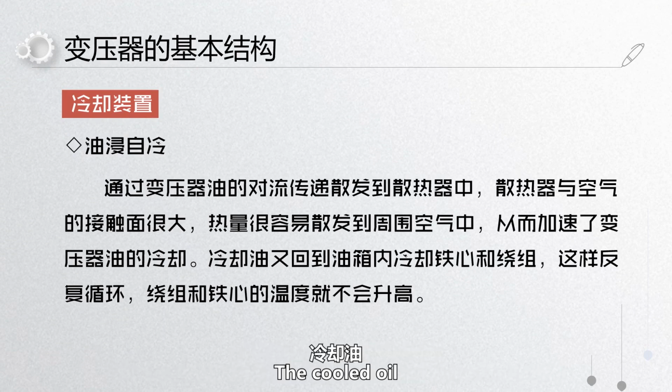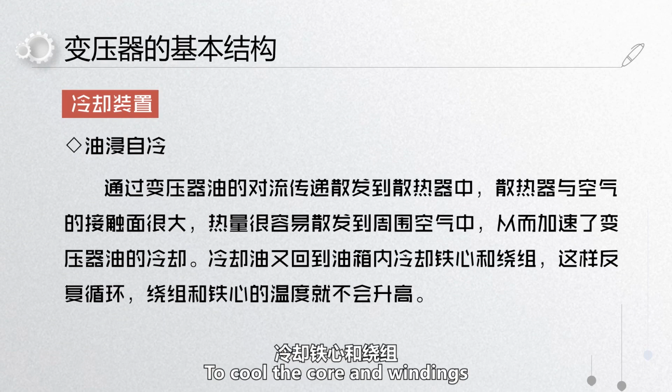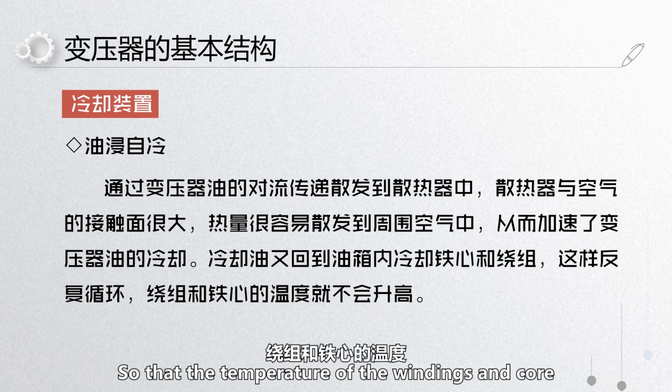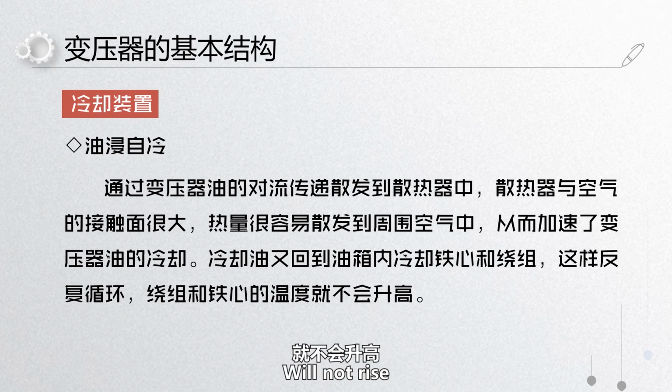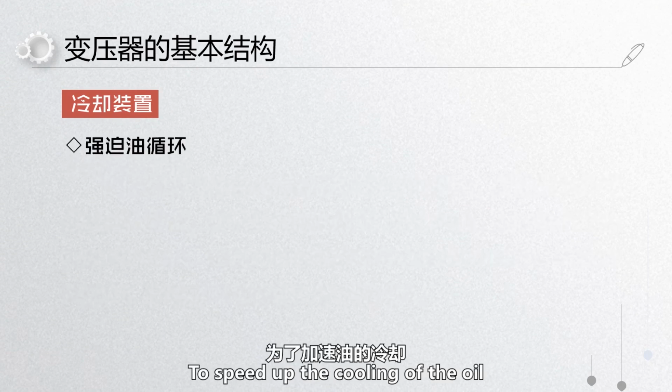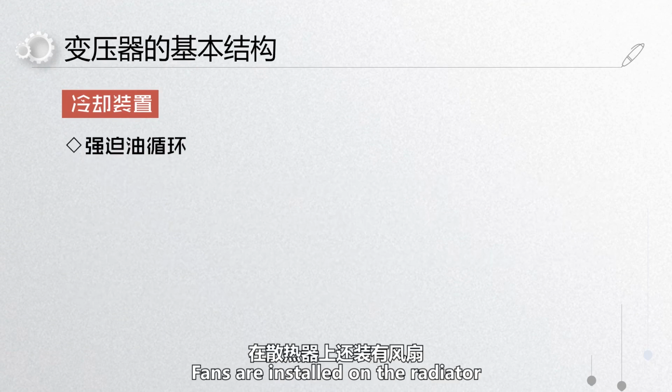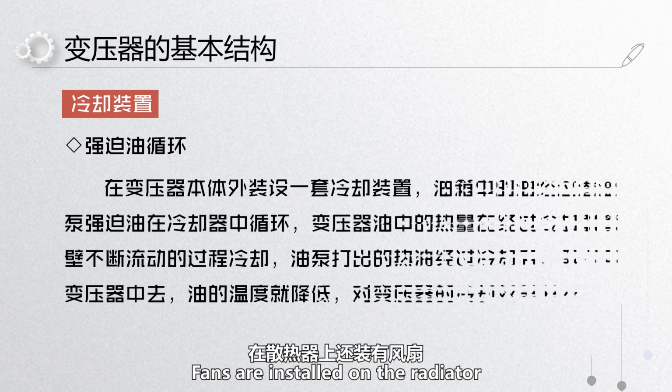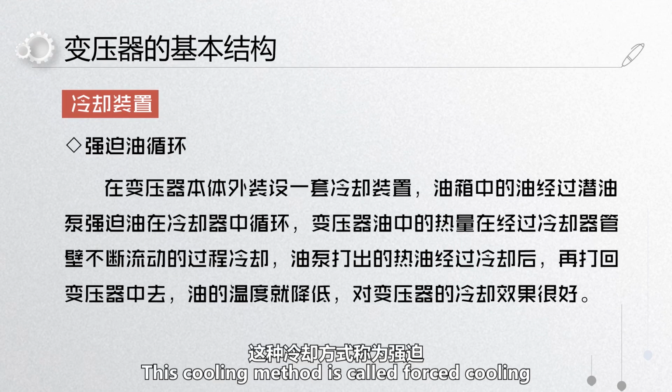The cooled oil returns to the oil tank to cool the core and windings. This cycle repeats so that the temperature of the windings and core will not rise. To speed up the cooling of the oil, fans are installed on the radiator. This cooling method is called forced cooling.